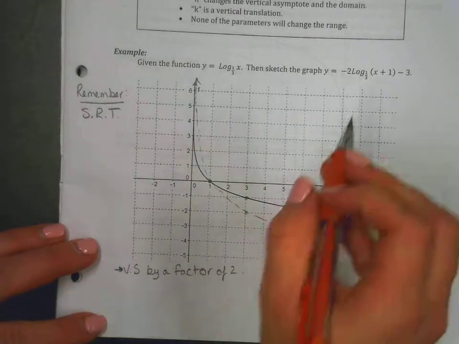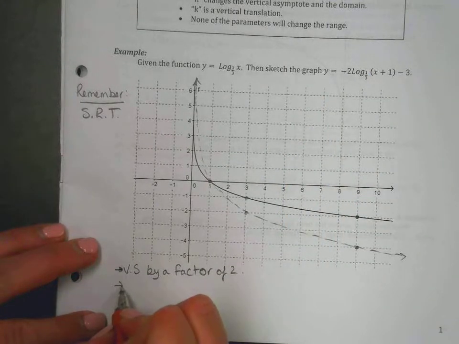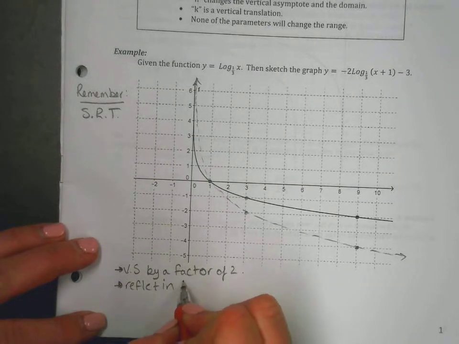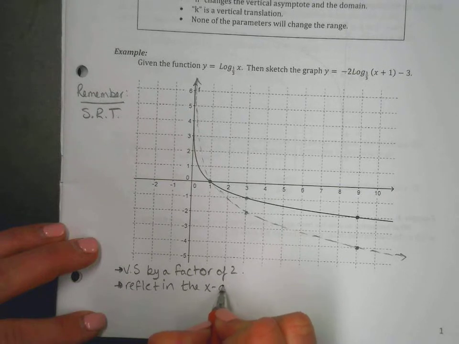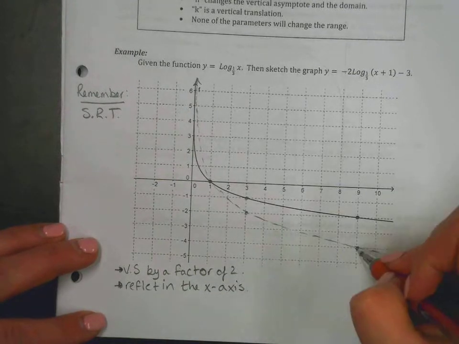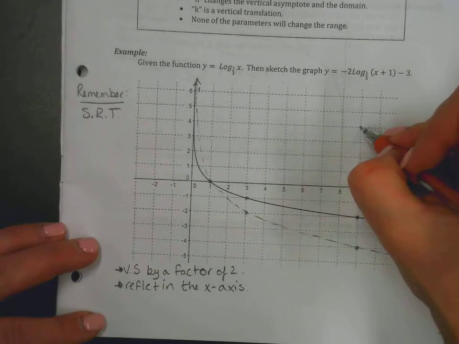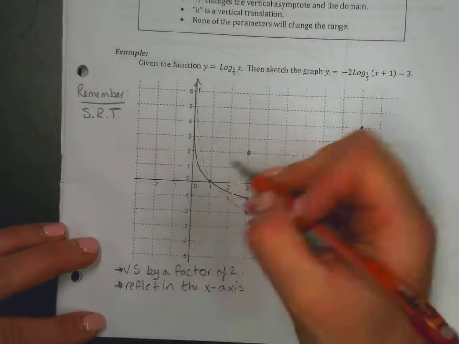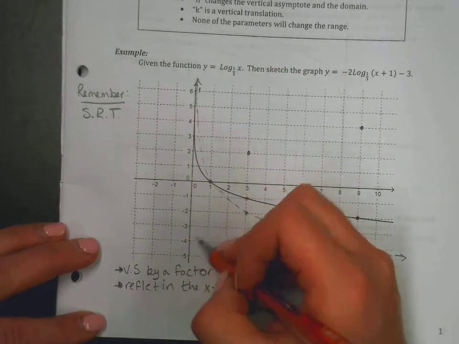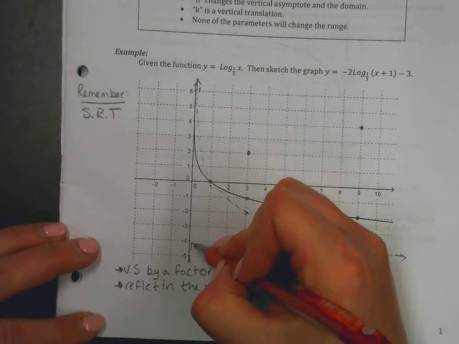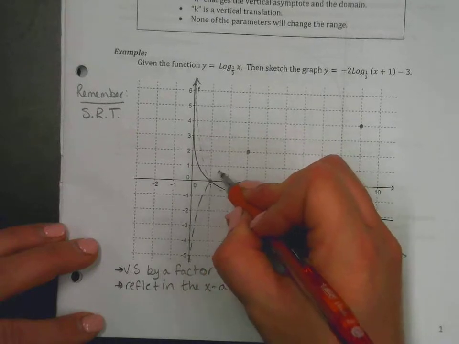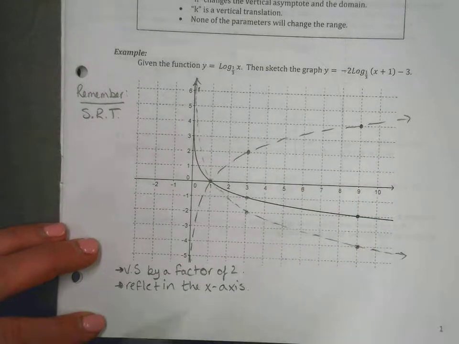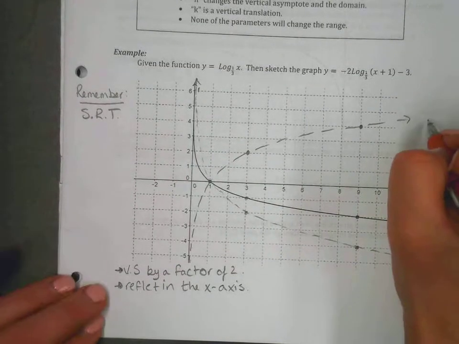Now we're going to apply our vertical reflection. So we're going to reflect this in the x-axis. This point is now going to reflect to here. This point is now going to reflect to here. This point's going to stay the same. All of these points are going to reflect down here. So now we do a longer dotted line. Okay, so this is after the reflection.